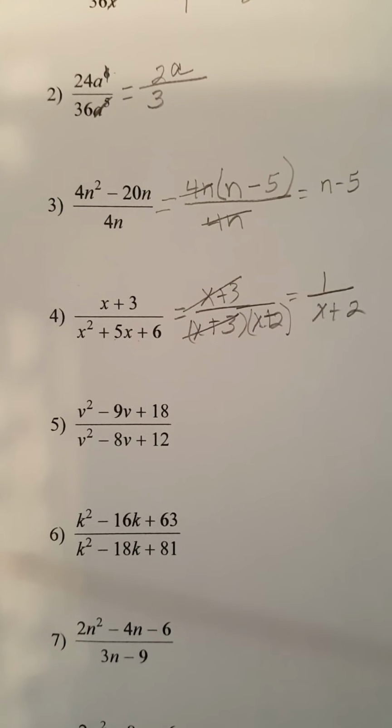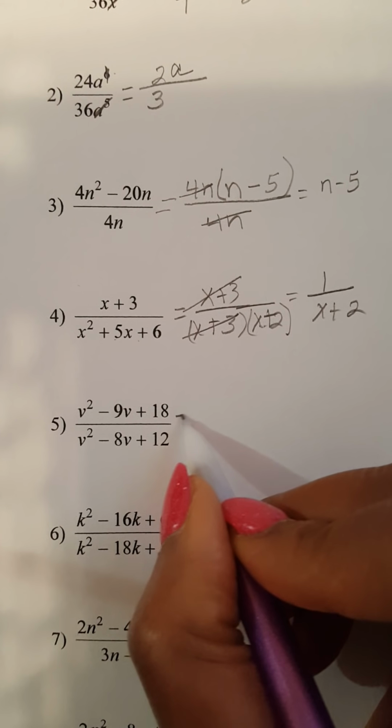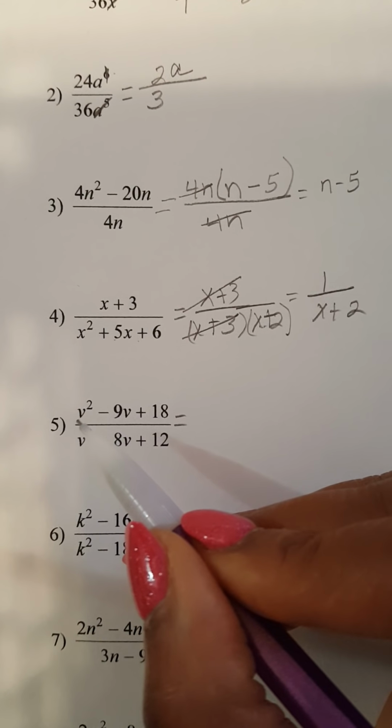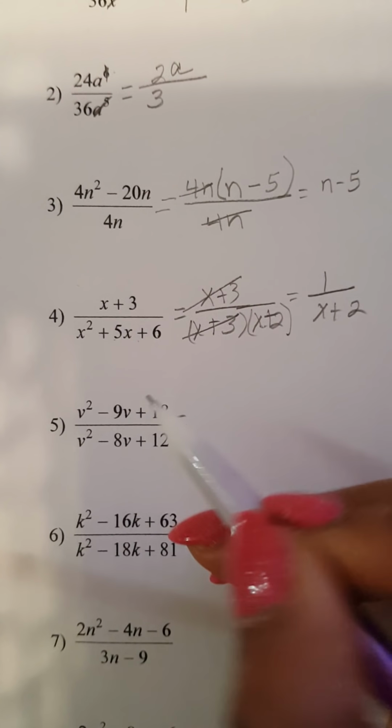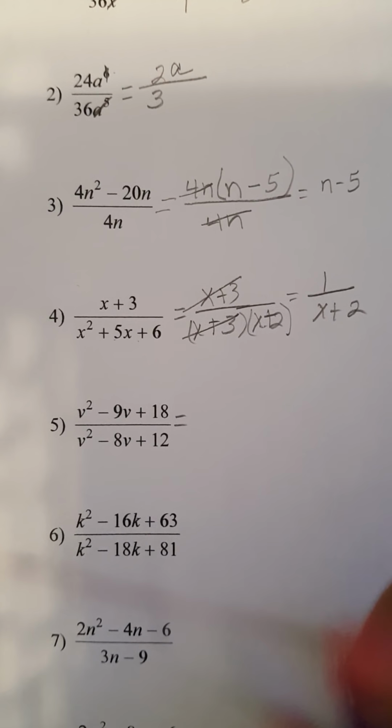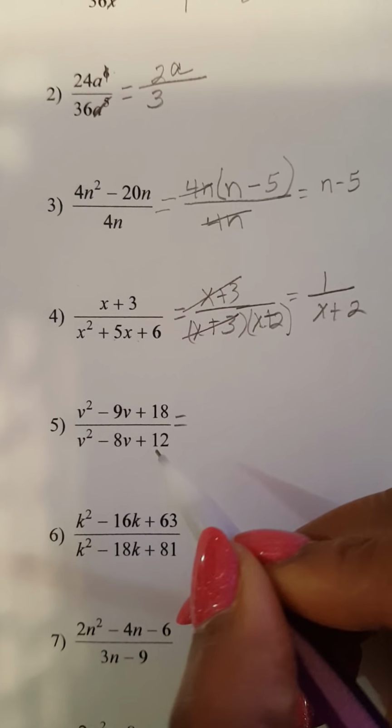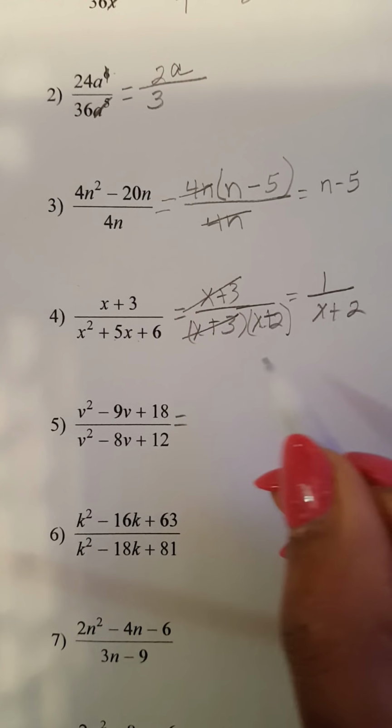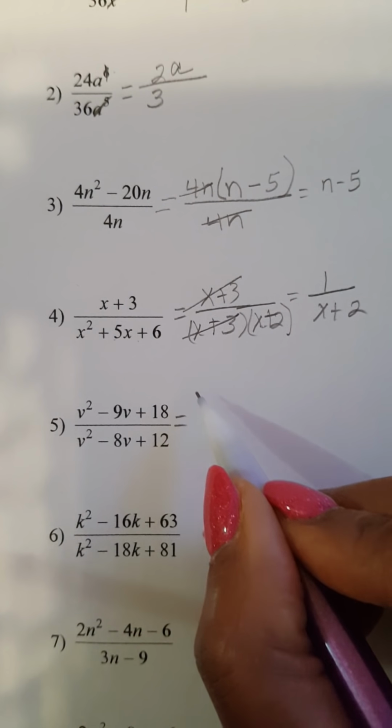Okay, next one. We factor the top and the bottom, and please do not try to cancel the v squares or the v's. That would be incorrect. All of this is together. We first must factor it and cancel out common factors.